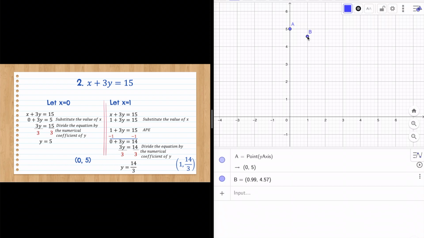So, somewhere here. If you're using GeoGebra, I'm actually using GeoGebra, pwede mo naman i-adjust sa input yung ordered pairs. Pwede mo na siyang i-type. So, this is 1. And then, ito, pwede mo siya isulat in decimal or in fraction. So, 14 over 3. Ayan. So, mag-a-adjust siya. Tama yan.